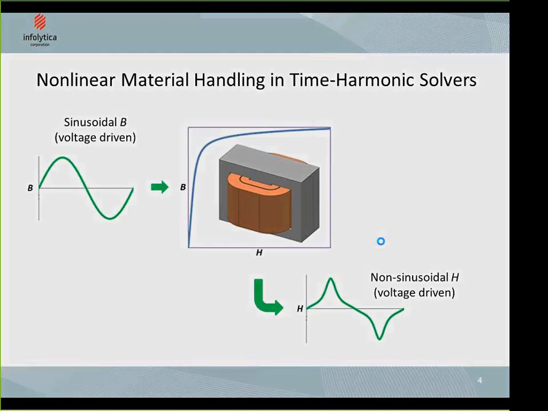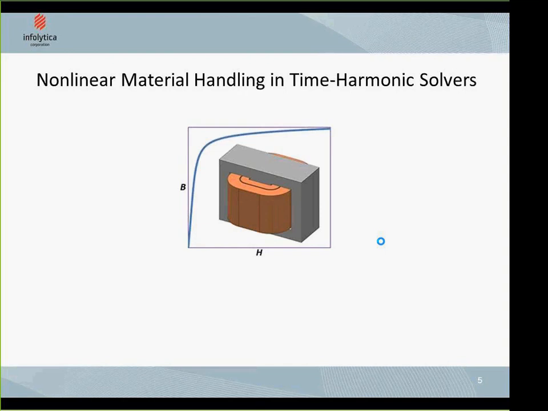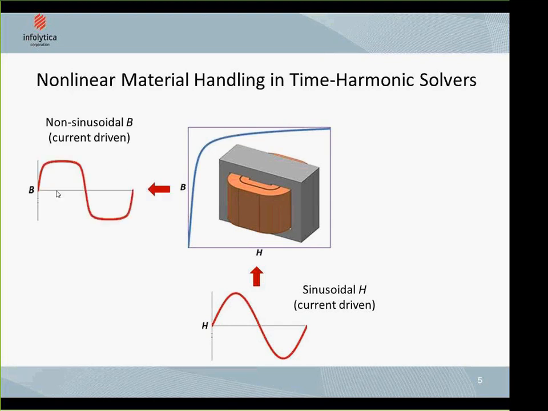So then if we now assume that we have a sinusoidal H, which corresponds to a current driven problem, then we expect the same behavior. But in this case, we get a saturated B waveform, which is non-sinusoidal in nature.